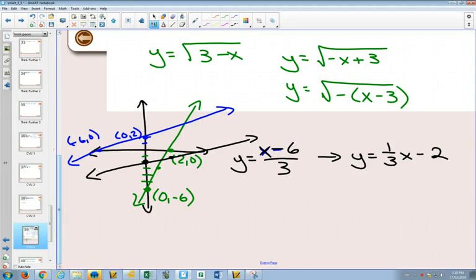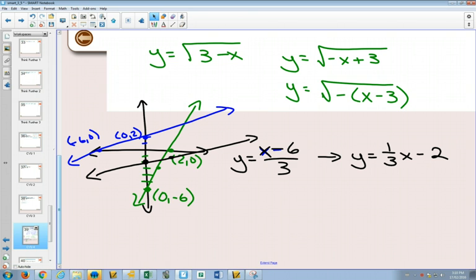Does that match up with the blue graph? No, it doesn't. So we know from there that this equation is wrong. It had the right slope, because obviously those two look very parallel. But the y-intercept didn't match up.